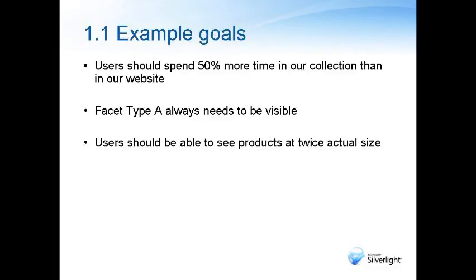So examples of goals could be, users should spend 50% more time in this collection than in our website. With this in mind, you might choose certain design decisions according to that. Or users should find insights about age distribution. Maybe that will influence how prominent you make age in the collection design.